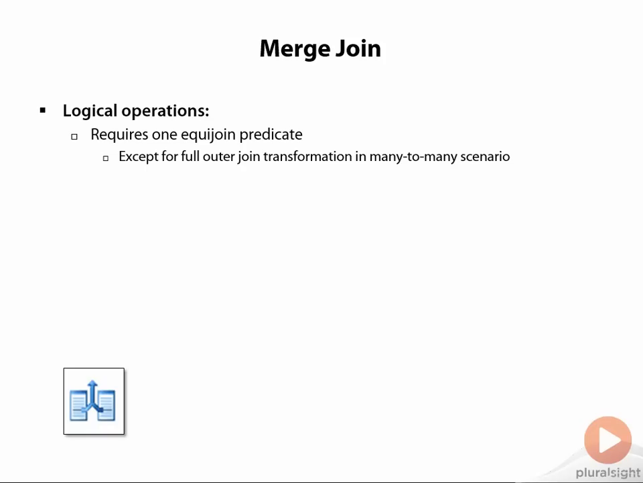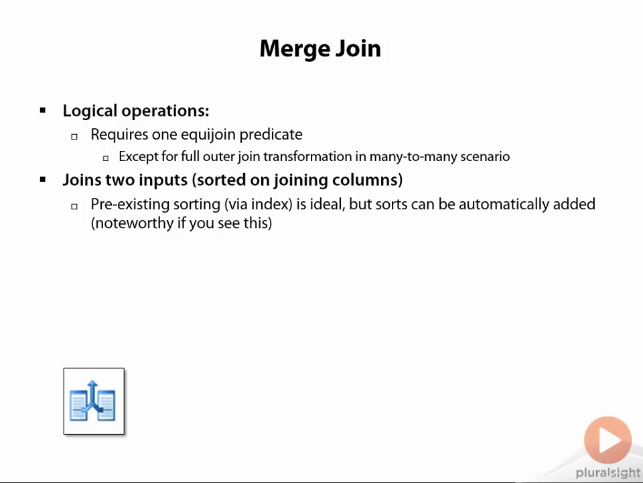And that operation joins on two inputs, and the assumption is that those inputs are sorted on the joining columns. And you could have that sort order facilitated through an index, or it could be injected by the query optimizer if the costing makes sense from a query optimizer perspective.